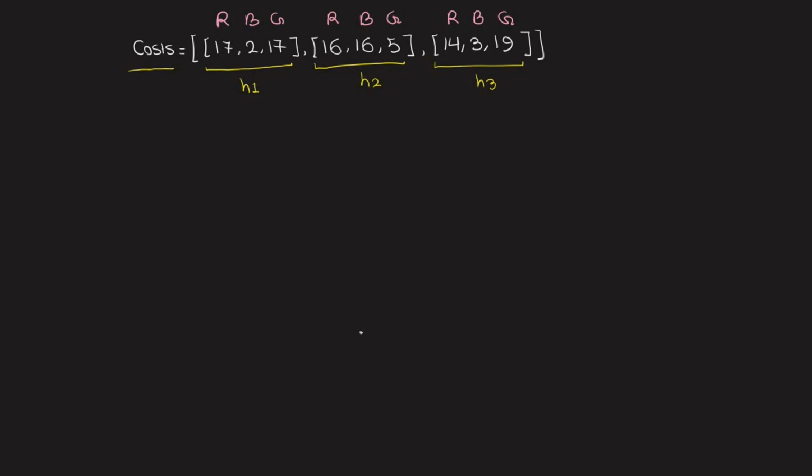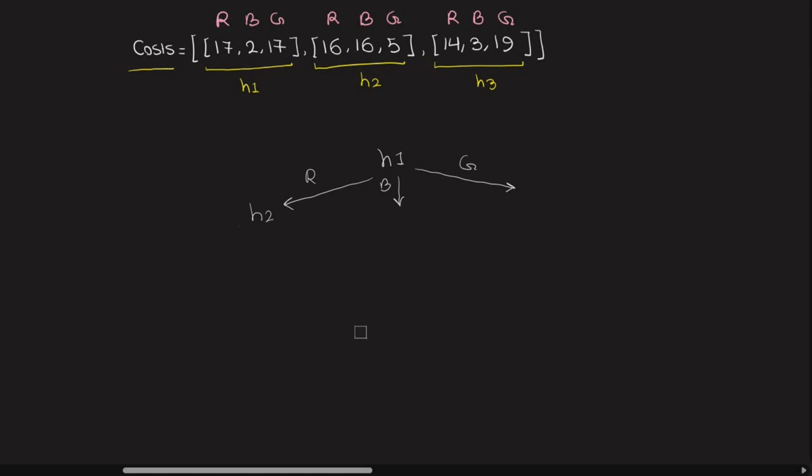Okay, let's start by painting the first house. So we say for house 1, I can select color red, or I can select color blue, or I can select color green. After that, for house 2 here, because I selected color red for house 1, I only have 2 options here. So I can select the color blue, or I can select the color green.